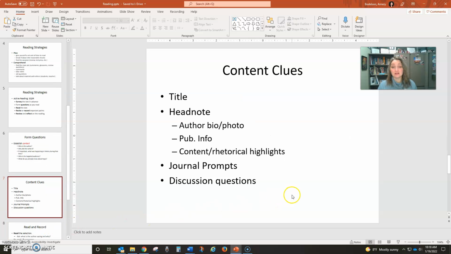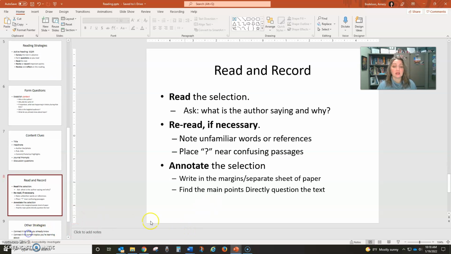So look at that title. Usually the title will give you an idea of the thesis of the piece or the author's argument. See if there's any headnotes, including any information in the piece about who the author is. And if there isn't any, you can again Google. And sometimes, especially if you're reading textbooks, there will be journal prompts and discussion questions often at the end of a story or an article, or sometimes at the beginning. And those can help direct you in ways to think about the piece.